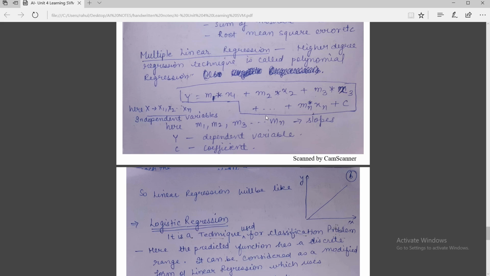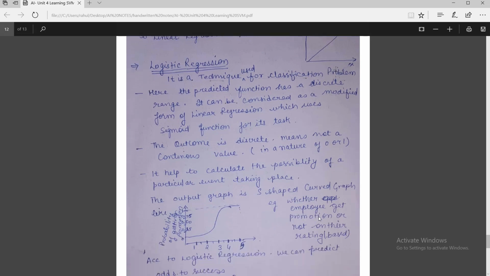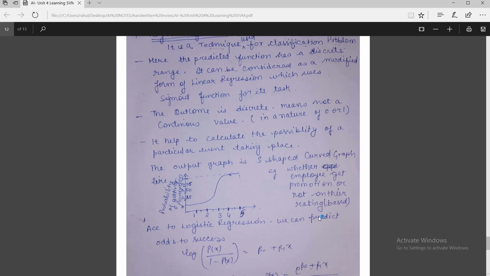So this will be the formulation of the multiple linear regression. So we can say that the linear regression will show the output in this formation. And now the next topic is logistic regression.